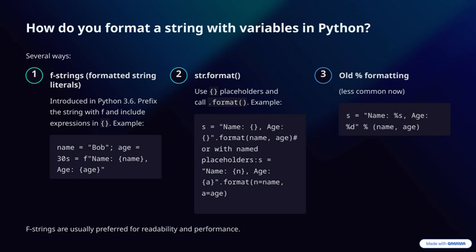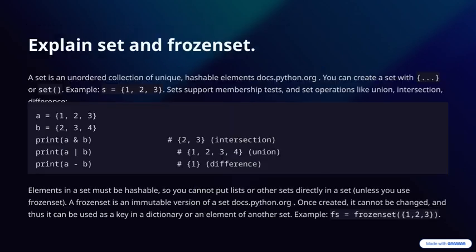Let's talk about sets and frozen sets. Elements in a set must be hashable, which means you can't put lists or other sets directly inside a set unless you use a frozen set. A frozen set is basically an immutable version of a set, meaning once you create it, you can't change it. This makes it useful as a key in dictionaries or as an element in another set. For example, you can create a frozen set with frozenset 1, 2, 3.